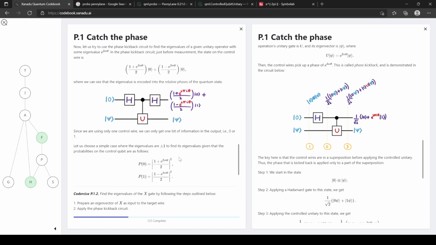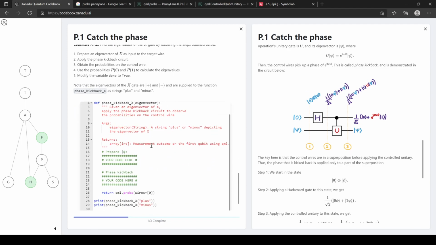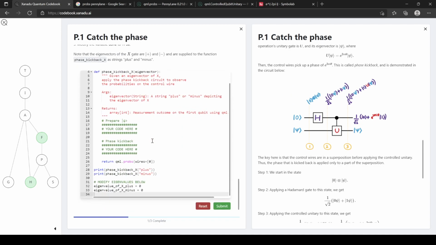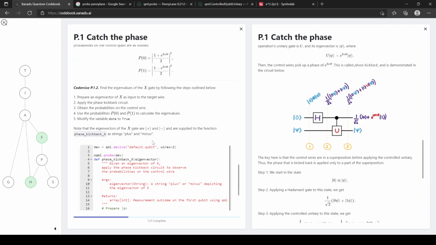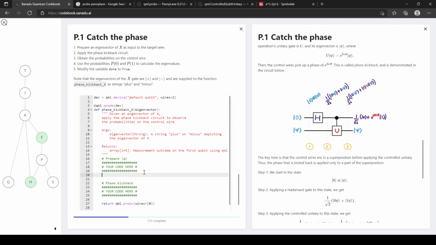Look at that. Find the eigenvalues of the X gate. Prepare an eigenvector of X as an input to the target wire. Apply the phase kickback circuit. Obtain the probabilities on the control wire. Okay, so the first thing we can do is prepare an eigenvector.